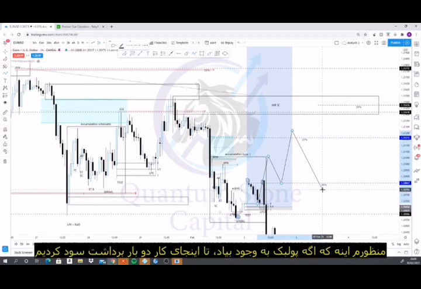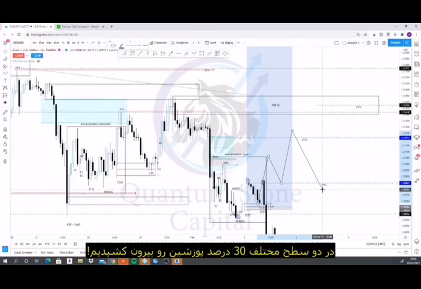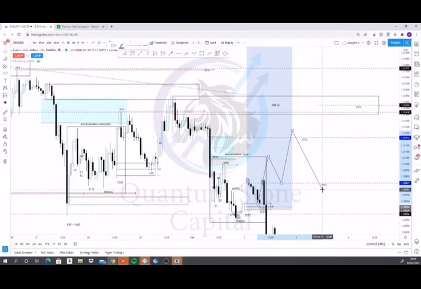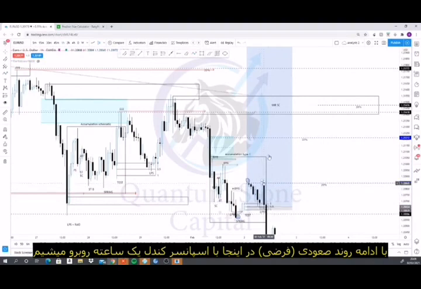can expect a pullback, knowing that we've retained 2 sets of profit now. So 30% of our position has been banked on 2 different levels. And continuing that bullish rally, we do come into a 1 hour sponsor candle.